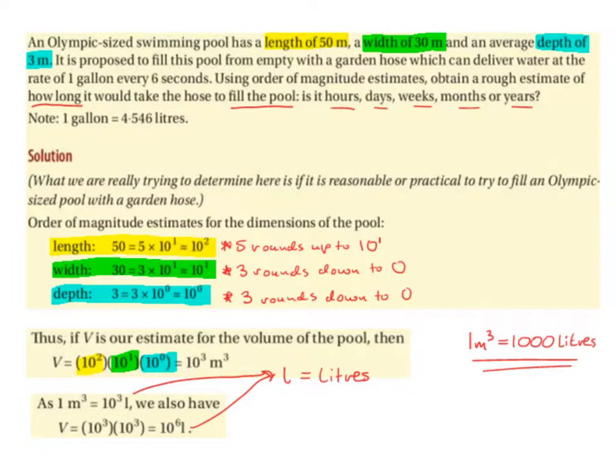Now remember, 1 metre cubed is equal to 1,000 litres. So since 1 metre cubed is equal to 10 to the power 3 litres, which is 1,000 litres, we also have the volume to be 10 cubed times 10 cubed, which is 10 to the power 6 litres.